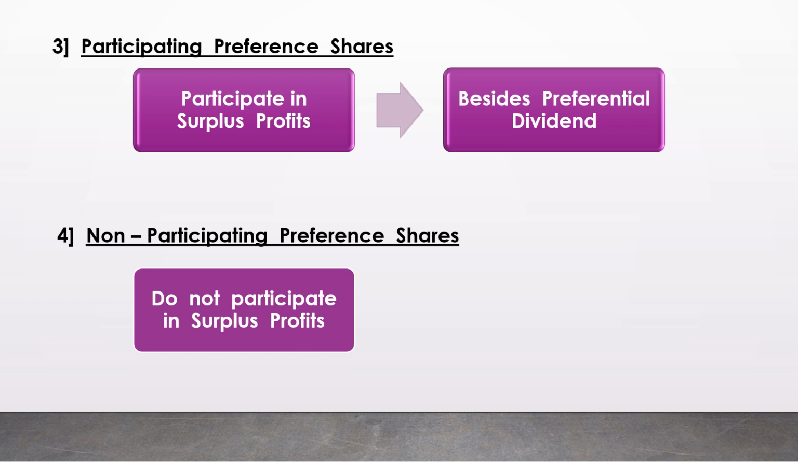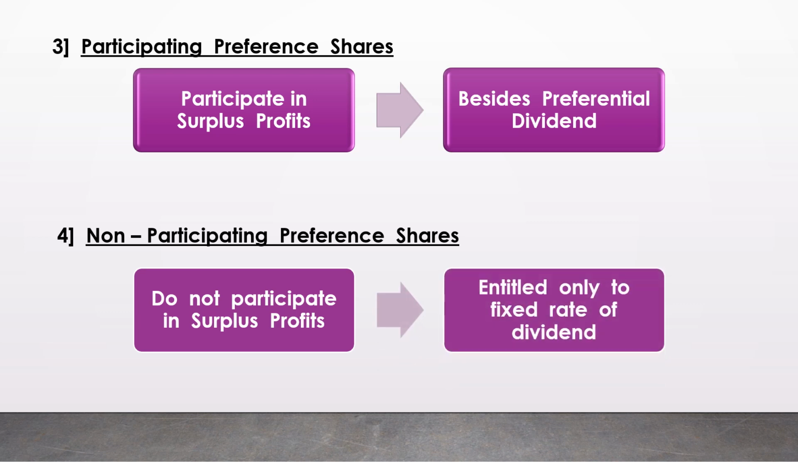The fourth type is non-participating preference shares. Non-participating preference shareholders do not participate in the surplus profits of the company. They are entitled only to the fixed and regular rate of dividend. These shareholders cannot participate in the surplus profits of the company. Usually, preference shares are assumed to be non-participating if there is no clear provision in the Articles of Association. They are considered to be participating preference shares if it is given in the Articles of Association.